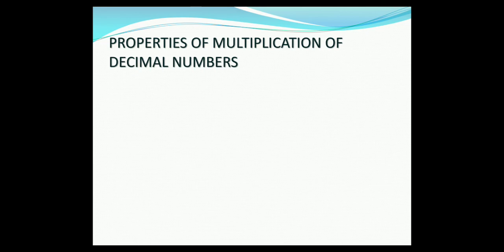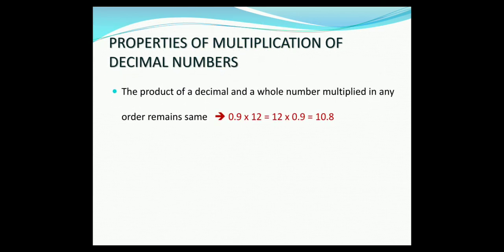Now we are going to see a few properties of multiplication of decimal numbers. The first property is that the product of a decimal number and a whole number multiplied in any order remains the same. Even if you multiply 0.9 into 12 or 12 into 0.9, your answer will remain 10.8. That is what they are saying.